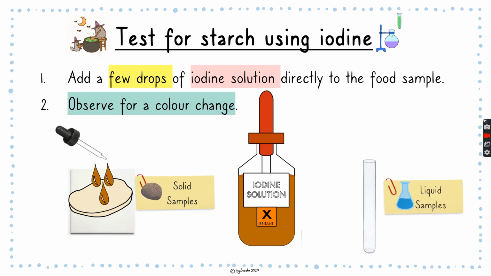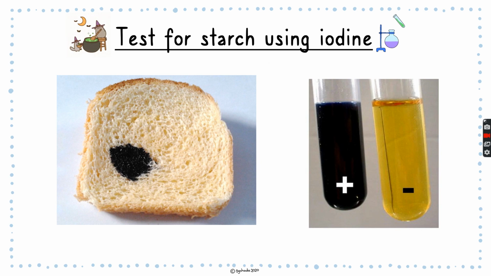For liquid samples, you're going to need your test tube. You're also going to need to drop the iodine solution into your food sample. But don't forget to put the food sample inside the test tube first, and then you add your iodine.